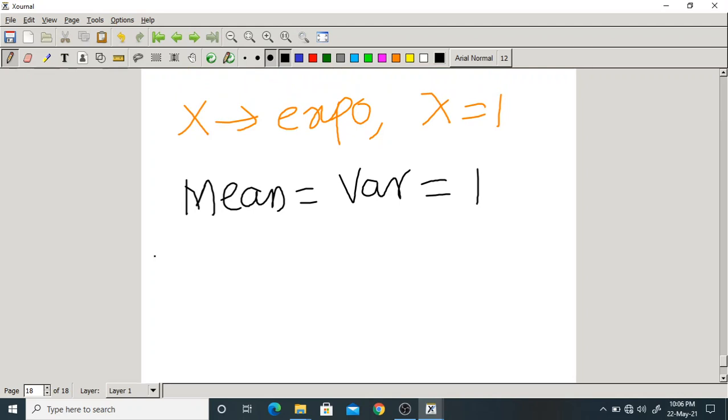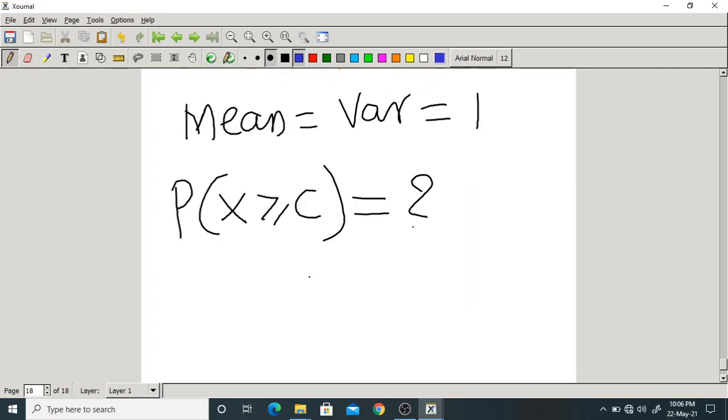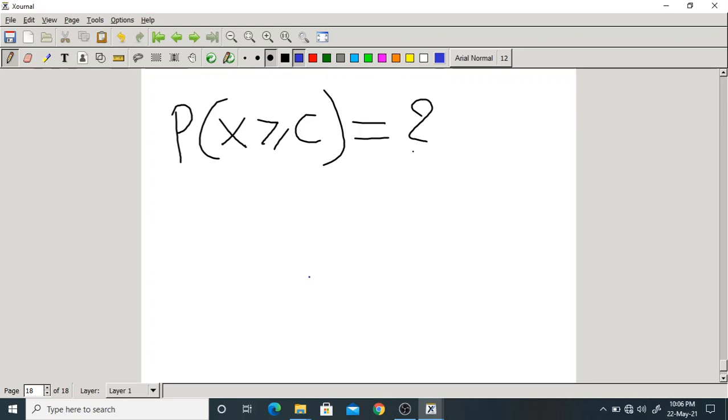Now suppose I ask you this question, what would be the answer? So we calculate this one. What is the probability that x is greater than or equal to c? Let us go with the inequality first. This is not in the standard form of Chebyshev inequality, isn't it? So let us do it with the Chebyshev inequality first.